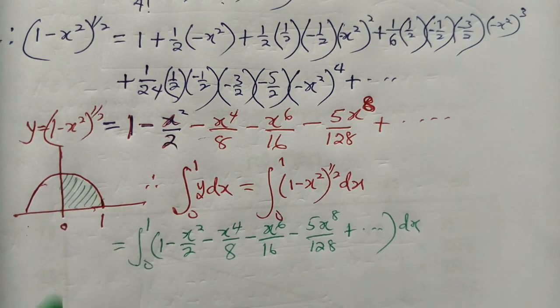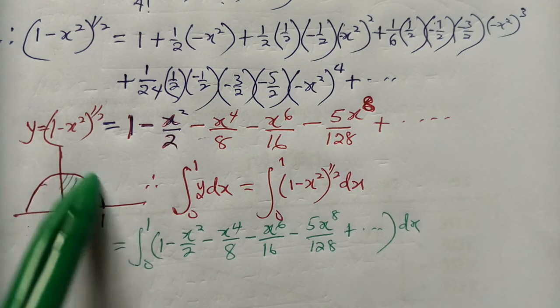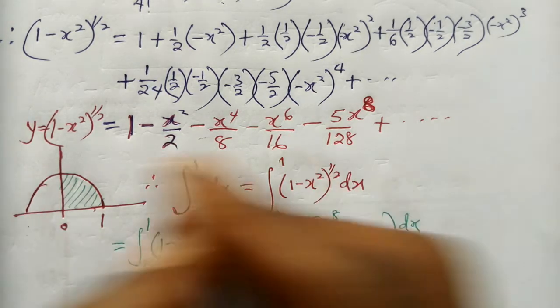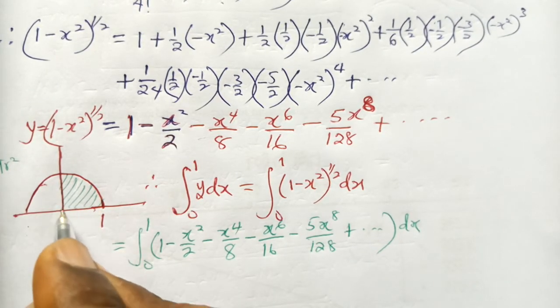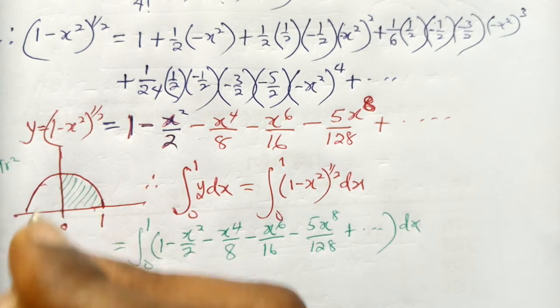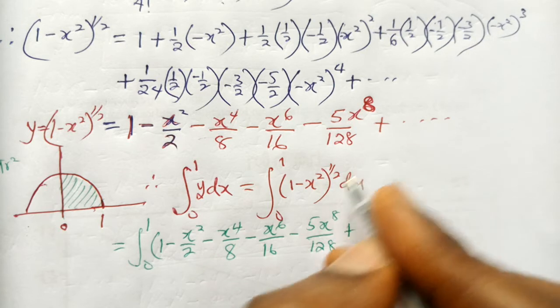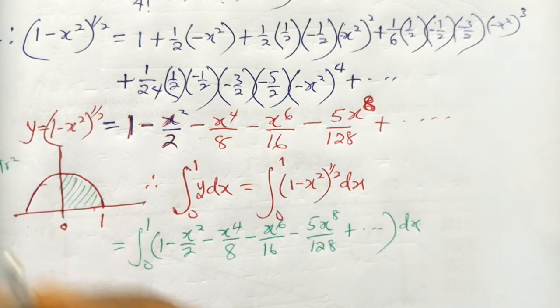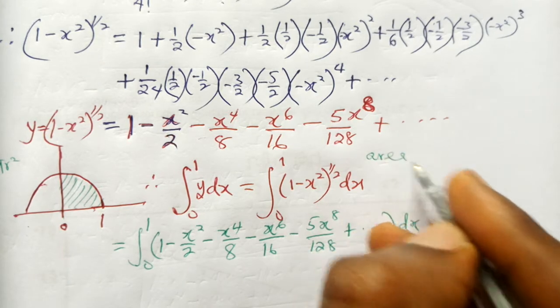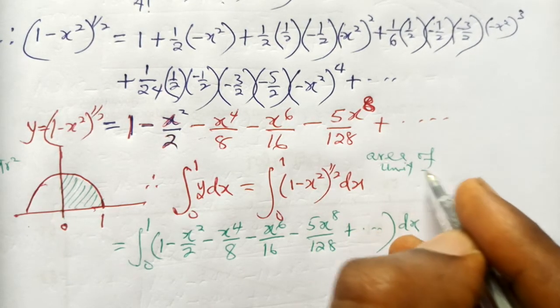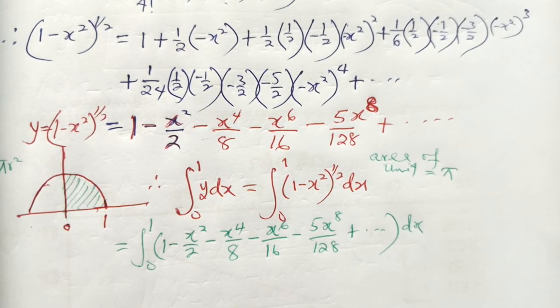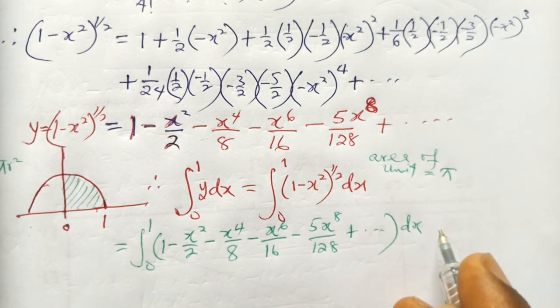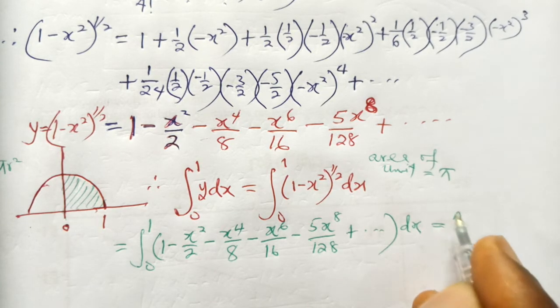So if we do it between 0 and 1, what we are looking for is this area, and this area is just 1/4 of the area of a circle, which is pi r squared. If it has radius 1, the area of a unit circle is pi. So let me write it: area of unit circle is equal to pi, because r is 1, r squared is 1. So the area of this quadrant will be pi over 4. So what we are going to get will give us pi over 4.